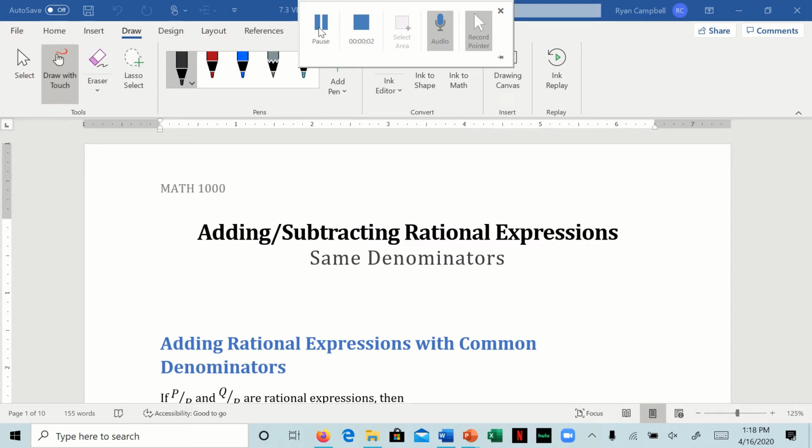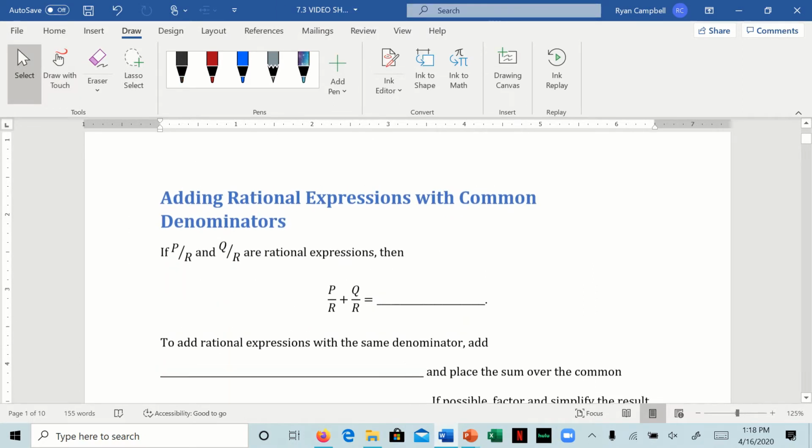For this video, we will be adding and subtracting rational expressions with the same denominator. So next time we'll do opposite denominators, but for now, let's just talk about when it's the same denominator.